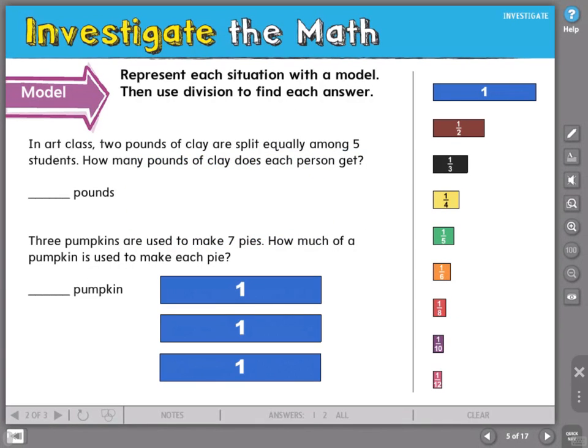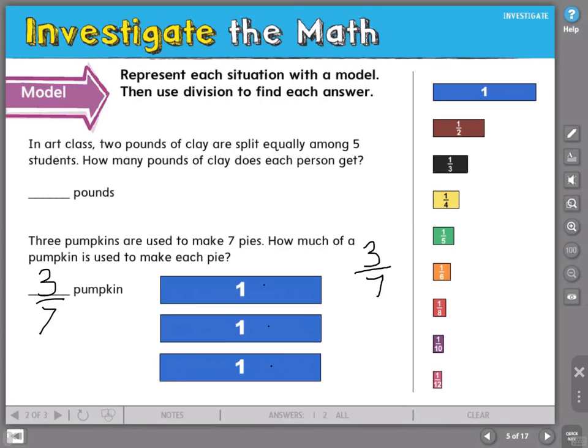Let's try this next question. Here I have 3 whole pumpkins, and I'm going to use these 3 pumpkins to make 7 pies. How much of a pumpkin is used to make each pie? Well, I started with 3, and I'm going to divide each one into 7 pieces. My answer will be 3 sevenths.